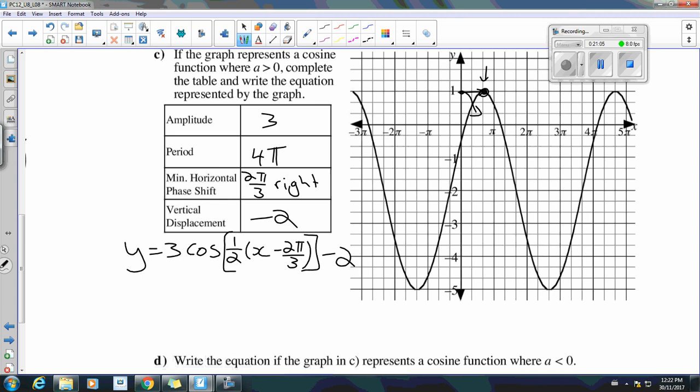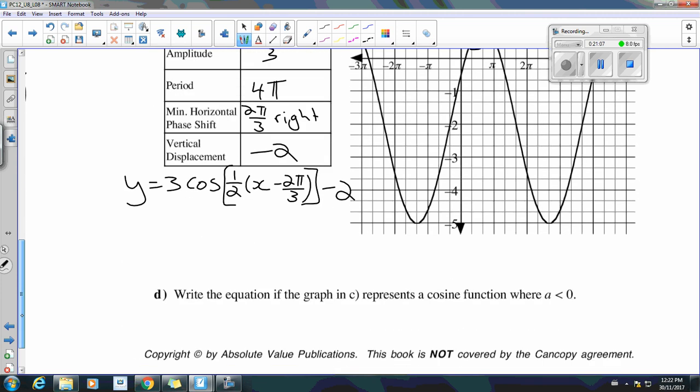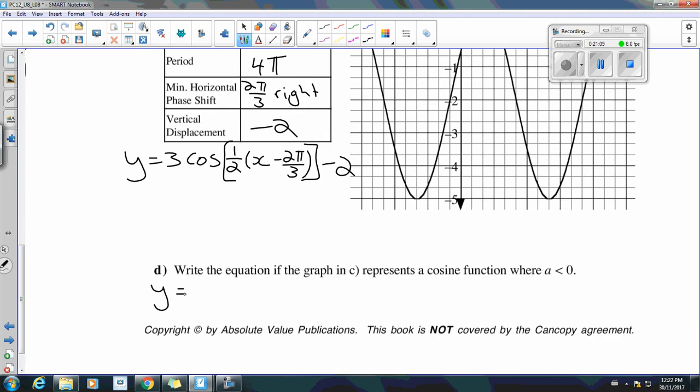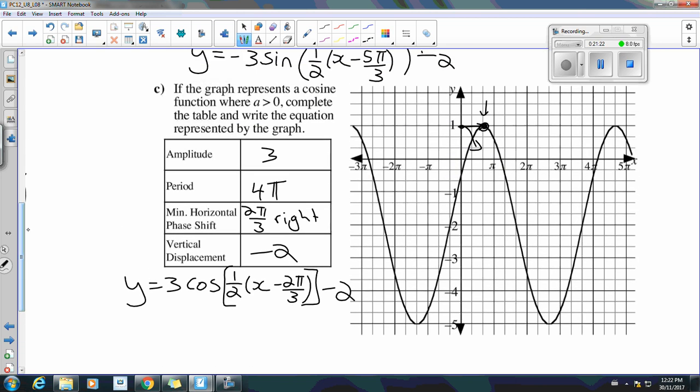D says, what if a is less than 0? So again, everything stays the same except for that phase shift. And in general, with all of these graphs, the phase shift is the hardest one to figure out. So again, cosine has been reflected. Start at its minimum point and go up.